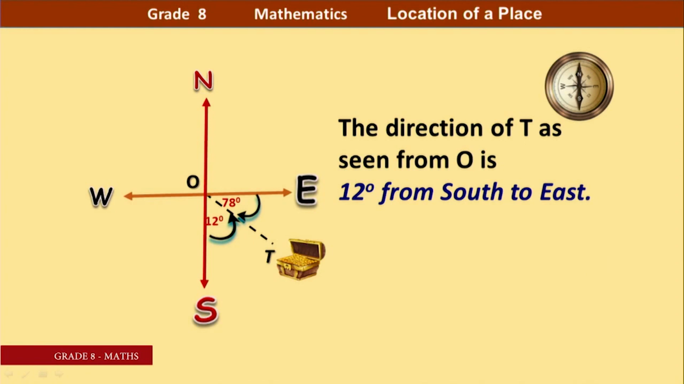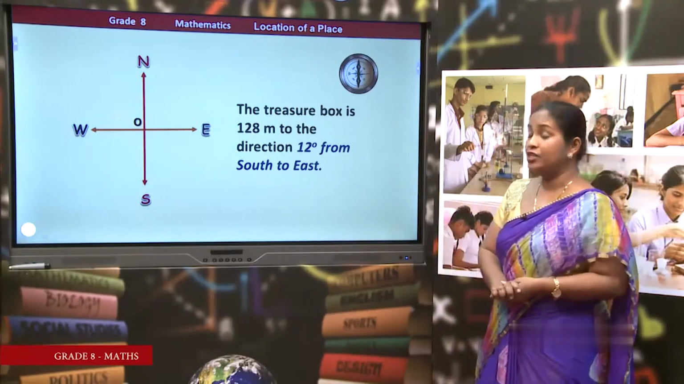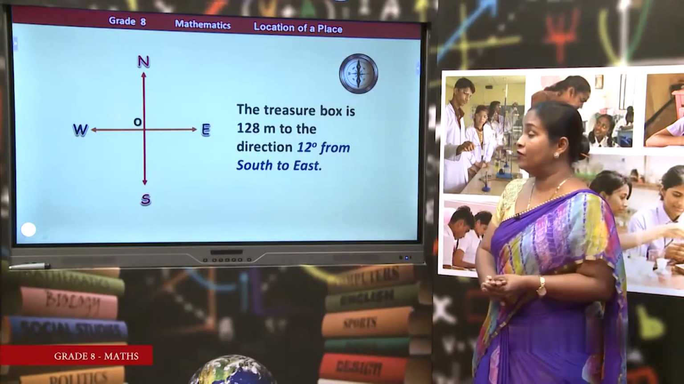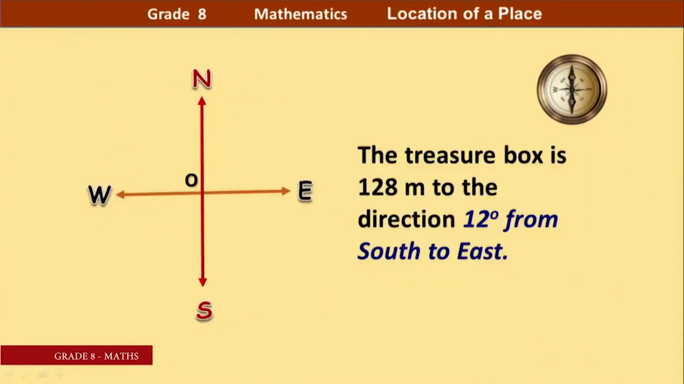If it is the location, not only the direction, you have to mention the distance. Here, the treasure box is 128 meters to the direction 12 degrees from south to east. So, first we mark the direction with the relevant angles. We will see how we could do that. First, we identify the angle we should mark in between south and east. Here the angle should start with south direction. The magnitude of the angle here is 12 degrees. Then we draw the line. So, the treasure box is somewhere along this direction.